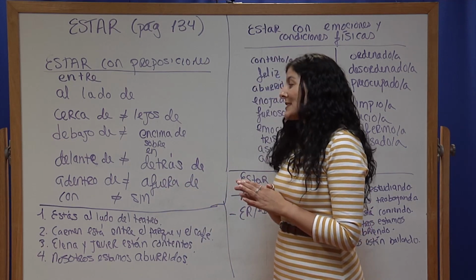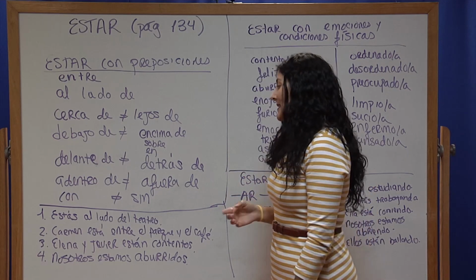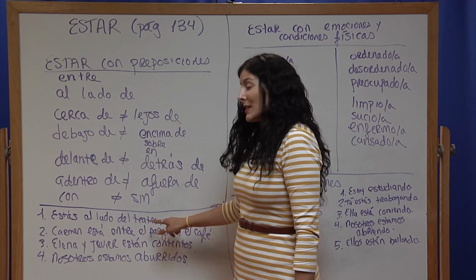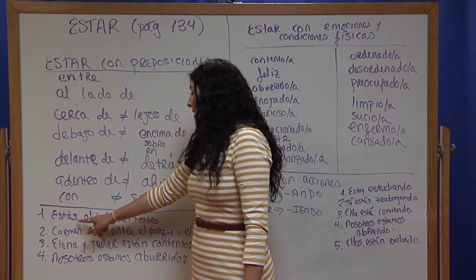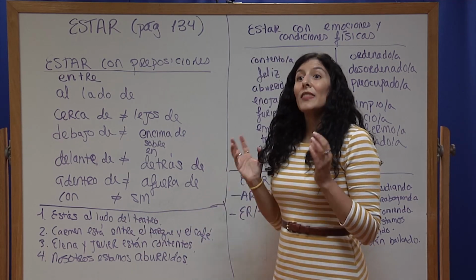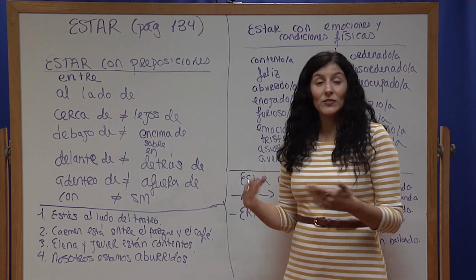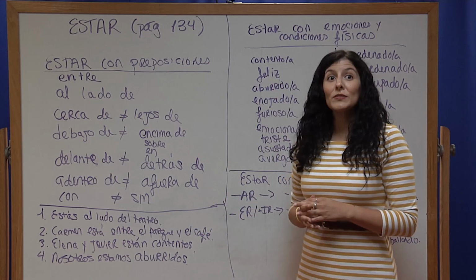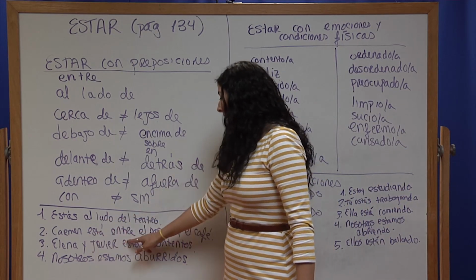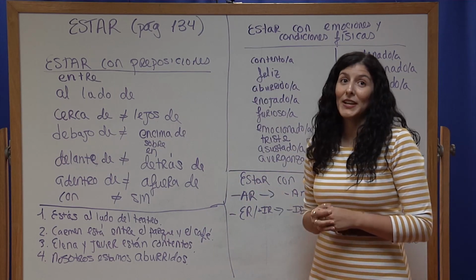For example, if I wanted to say that you are next to the theater, I would say, estás al lado del teatro. See, you are next to the theater. Or if I wanted to say that your friend Carmen is between the park and the cafe so that you might be able to find her, I would also use estar with prepositions. For example, Carmen está entre el parque y el café, so that you might be able to find her.